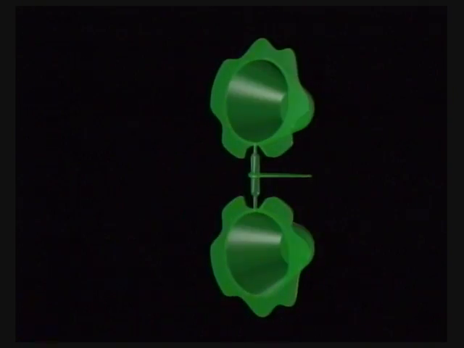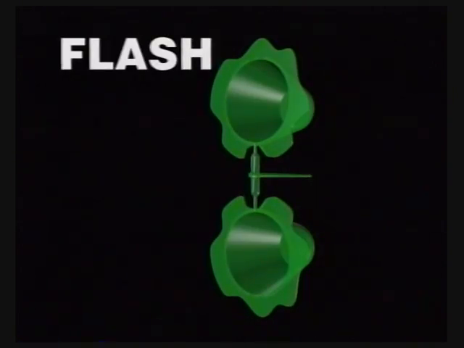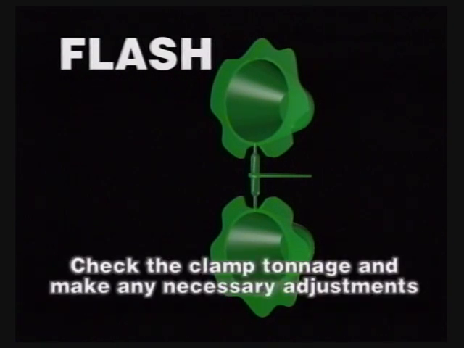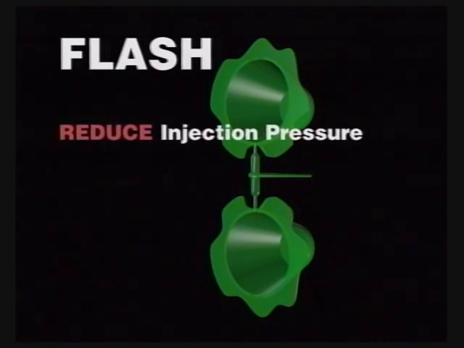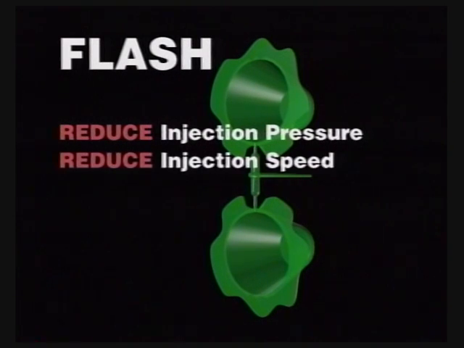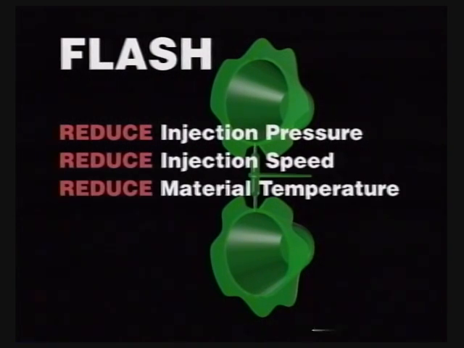If clamp tonnage is too low to keep the mold closed during injection, flash or intermittent flash may result. Check the clamp tonnage and make any adjustments necessary. Keep in mind that a low clamp tonnage requires less energy and causes less machine and mold wear. It may be necessary to reduce injection pressure, injection speed, or material temperature in order to fully eliminate the problem.